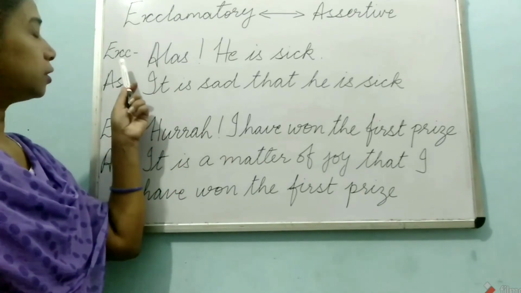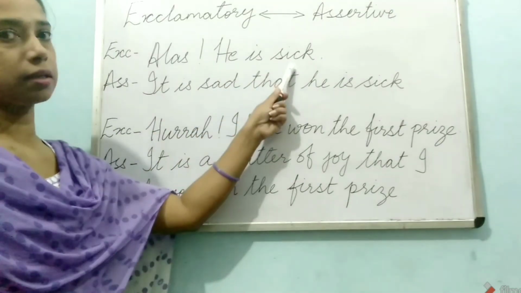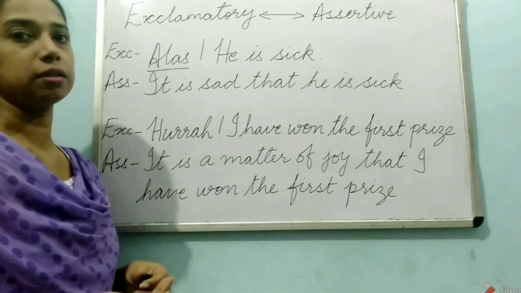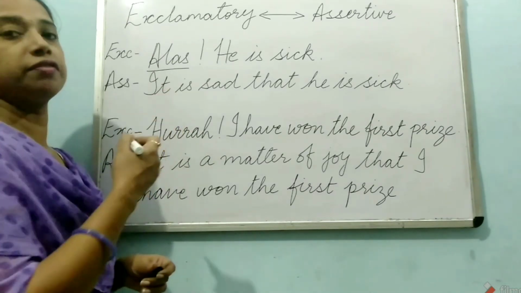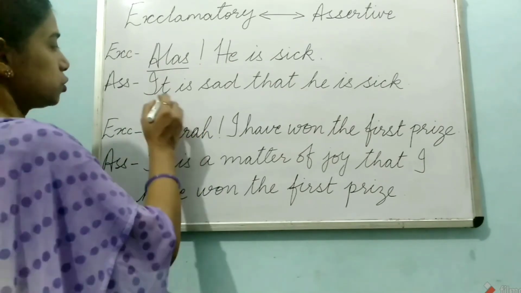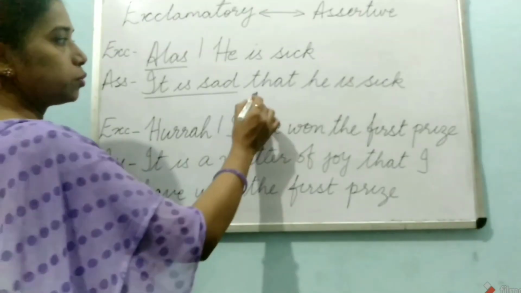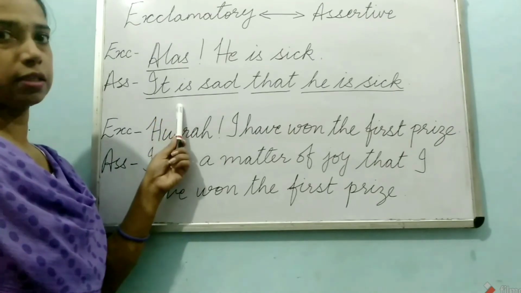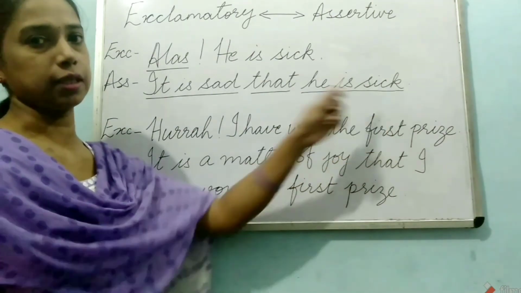So like here in the first example, the exclamatory sentence is "Alas, he is sick!" Now here we have used the word alas. Alas is a word that expresses sadness or sorrow. So now in the assertive you will use a phrase related to that feeling. So you will remove alas and use the phrase it is sad. And then you will use the word that to join the two clauses. Instead of alas, "It is sad that he is sick."